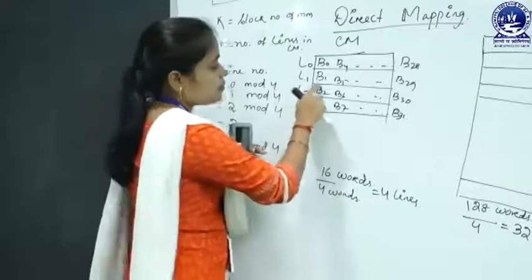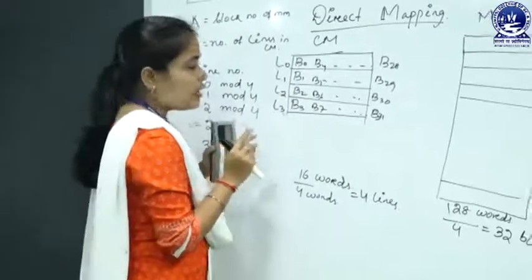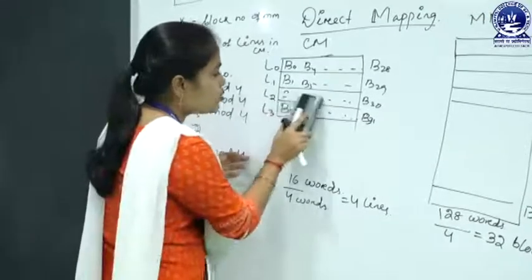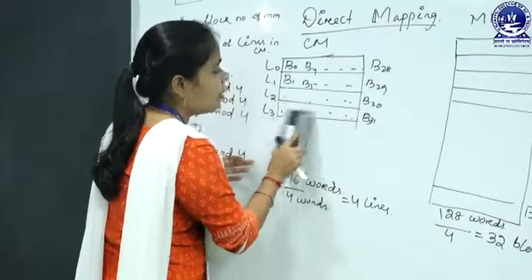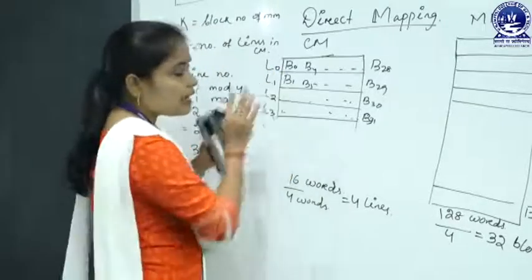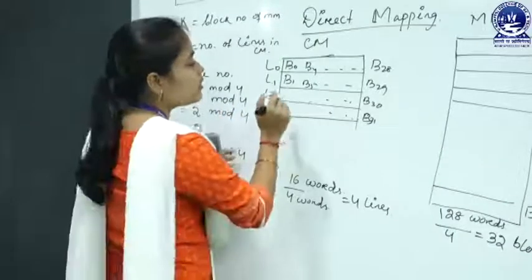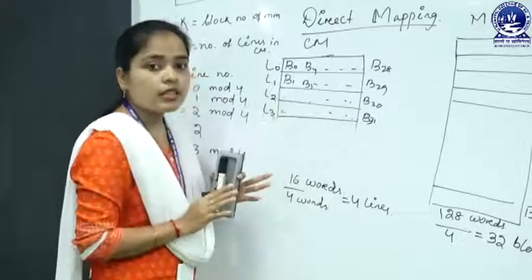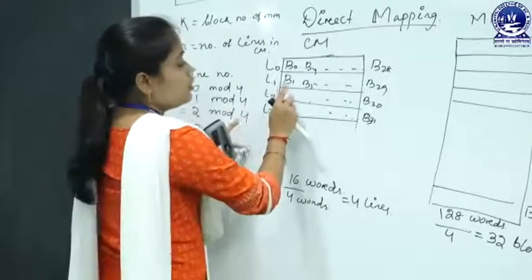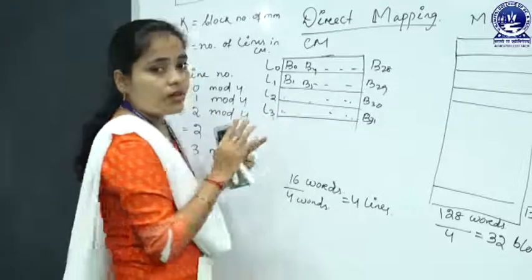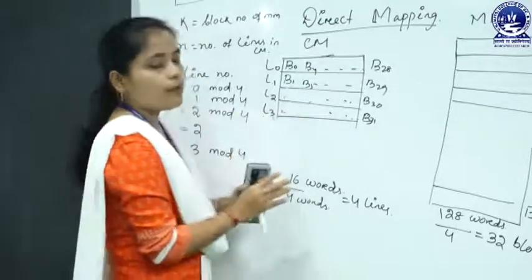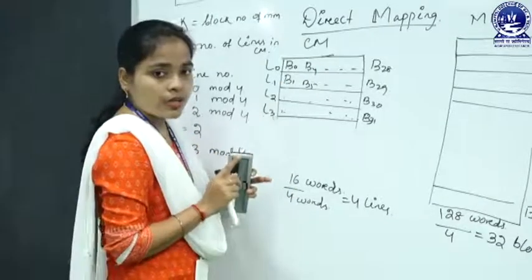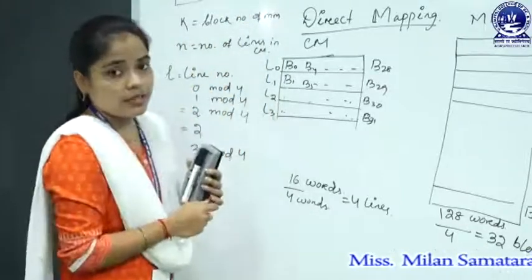Let B1 be here and if you want to store B5, and these two lines are empty. But in the direct mapping concept, you cannot store this B5 into L2 or L3, because it is already fixed that whenever the B5 block comes into the cache memory, it has to be stored in line number 1. This is the concept K mod N.